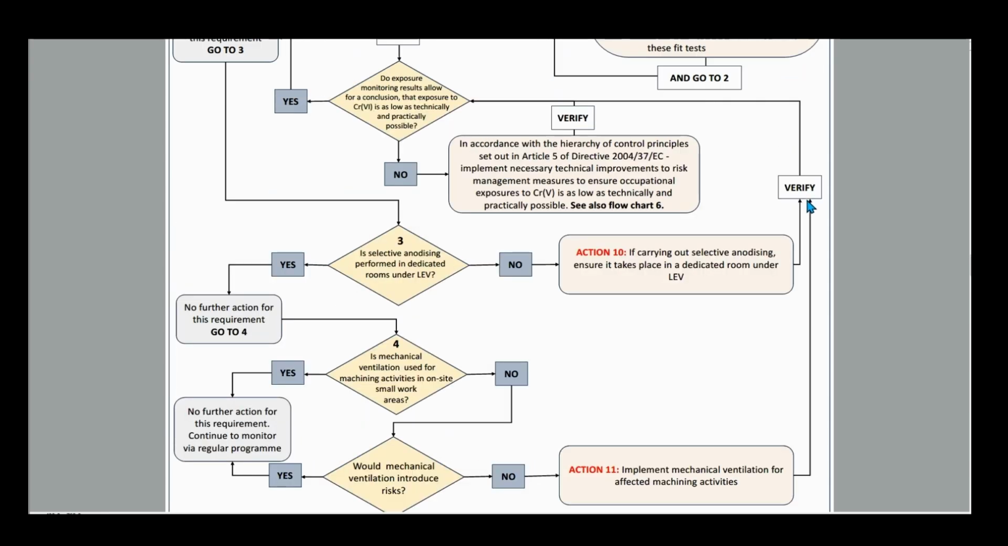Verify throughout control measurements that the exposure to hexavalent chromium is as low as technically and practically possible. If the exposure to hexavalent chromium is not as low as technically and practically possible, further measures shall be taken until this is achieved. This was an example for a flowchart with use-specific obligations. In this flowchart document, you find additional flowcharts with use-specific requirements for formulation, passivation of non-aluminium metallic coatings, or slurry coating.